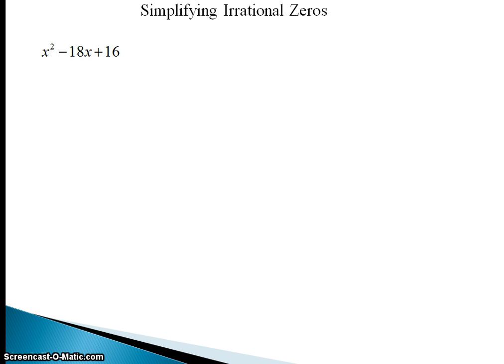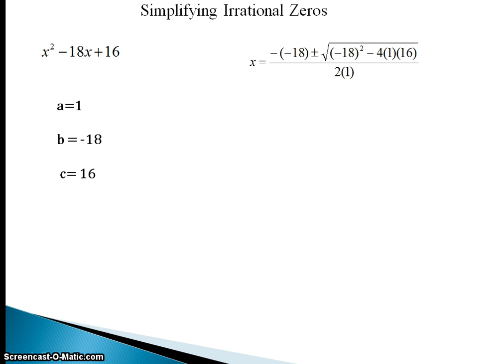Now, what does it look like if we're actually solving using the quadratic formula? Well, we have this quadratic expression here. We're going to start by identifying a, b, and c. And then we're going to plug those into the quadratic formula. We have negative b plus or minus the square root of b squared minus 4 times a times c, all divided by 2 times a.